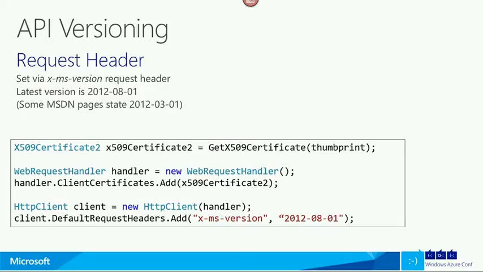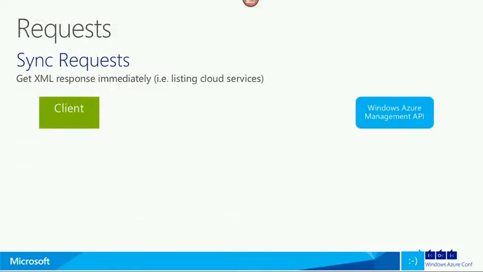So pretty easy there. You can see a couple lines of code to go ahead and get started getting your management certificate in place, as well as getting your API version down. There's two types of requests when it comes to working with the Service Management API: synchronous requests and asynchronous requests.